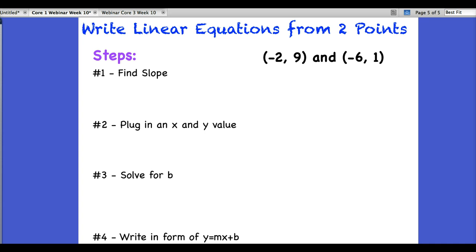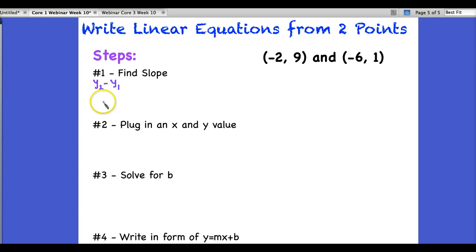So the first step on this is to find the slope. And I know we go over this every time, but I think it's good because then it stays fresh in your mind. But to find the slope, here's where everybody always messes up too. They always do x's on top instead of their y's.